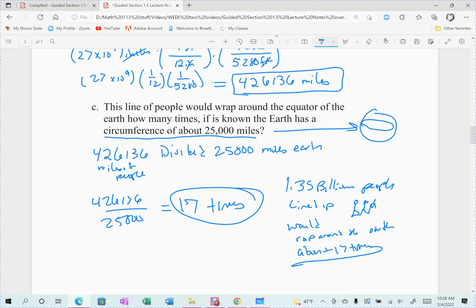All right, we're going to stop there. I'll pick up the next example. We're just going to be doing a bunch of these large number examples, and I'll do the next set of notes in the next video.